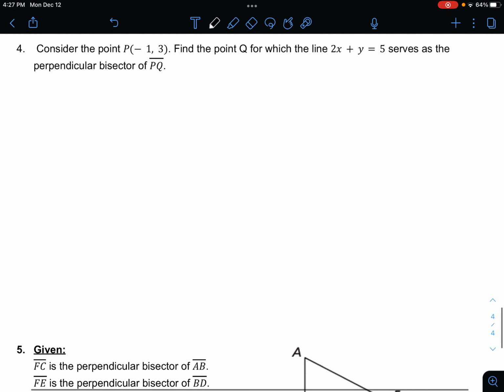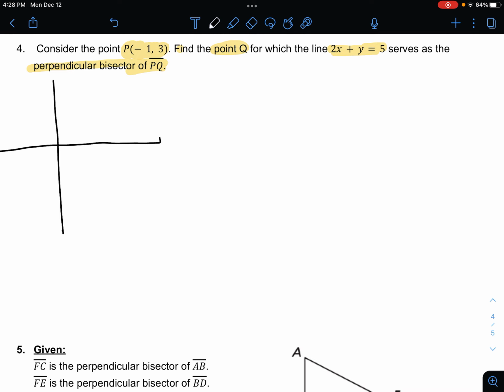Problem number 4, it says consider point P, given the coordinates (-1, 3). Find point Q, so I'm looking for some other point Q, for which the line 2x plus y equals 5 serves as the perpendicular bisector of segment PQ. Okay, let's get a diagram going. Point P is at (-1, 3). And I'm trying to find some point Q for this, where this line is the perpendicular bisector.